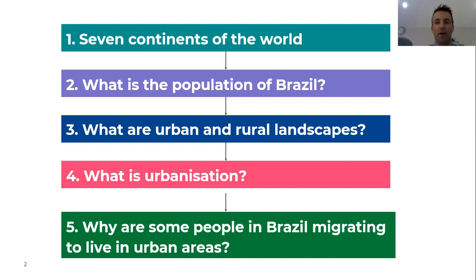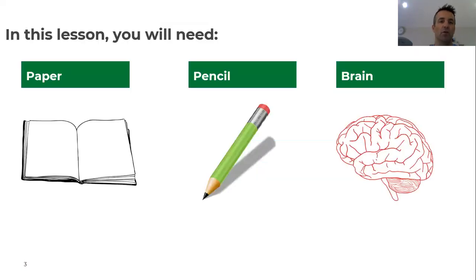So before we begin our lesson today, you're going to need the usual bits. So you're going to need some paper or your workbook. You're going to need a pencil or a pen. And you're going to need, as always, your geography brain. So if you're missing any of those things, pause the video and go and grab them now. Great, so we are ready to begin.